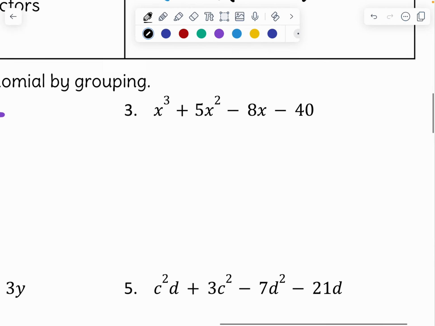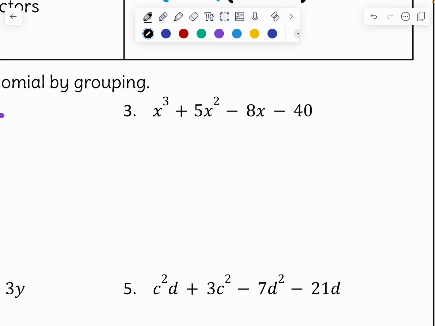Number 3, look for greatest common factor. We have 1, 5, negative 8, and negative 40. They do not have a greatest common factor for all 4, so we're going to split them into 2 pairs. The first pair has the greatest common factor of x squared, the lower exponent. Now I divide. 3 minus 2 is 1, so we have just x. And then x squared divided by x squared cancels out, and we're left with just plus 5.